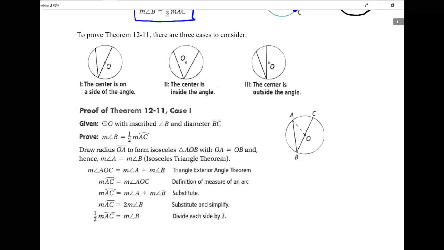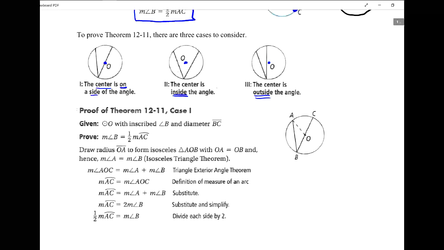We have 3 cases. In one case, the center is on the side of the angle. In another case, the center is inside the angle. And in our third case here, the center is outside the angle. Now, this does not change the value of our angle measure. It's still 1/2 the intercepted arc. It's just 3 different cases.